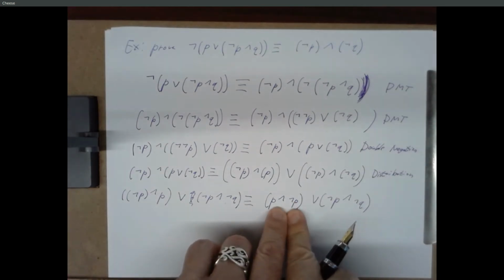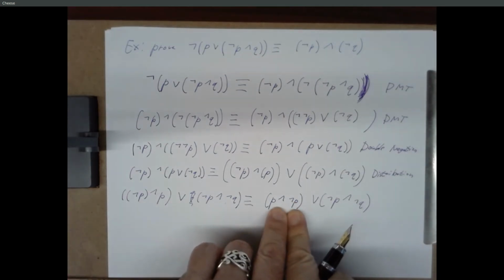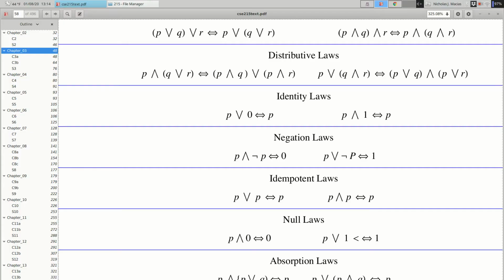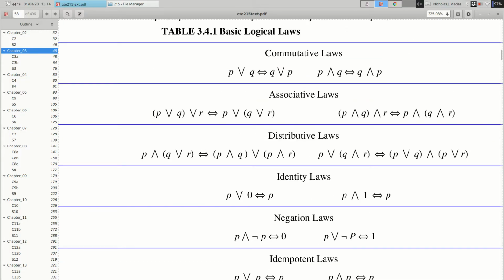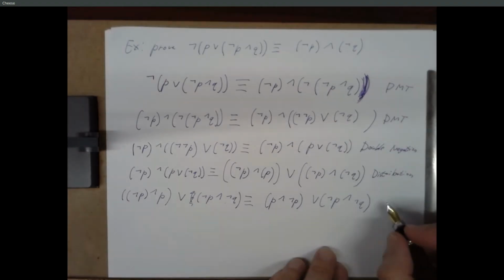Do you remember the name of that? It's on the page. Is that commutative? That's commutativity, yes. So commutativity, you can switch the order around. So that's commutativity.